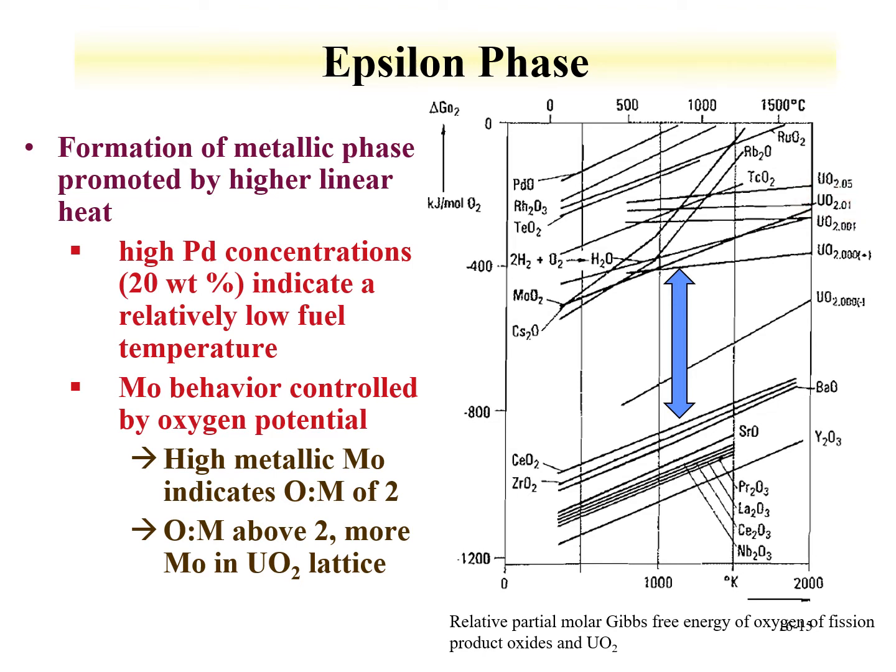Now, molybdenum behavior is particularly strongly controlled by this. If we see the line for molybdenum, we see that it's much steeper than the other elements that are shown here. So the molybdenum behavior is controlled by the oxygen potential. Basically, the molybdenum tends to be very much in the metal if the oxygen to metal ratio is 2, and if it's above 2, if there's more oxygen, then more of the molybdenum is going to deposit in the UO2 lattice.